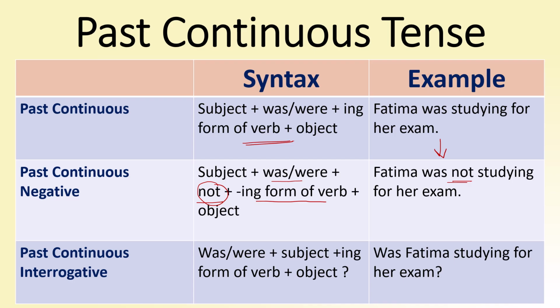Now, past continuous interrogative. First of all, was or were depending upon the subject and then ing form of the verb and then the object. See, with Fatima, we will add was. Was Fatima studying for her exam? And then the question mark. So, we have converted this sentence into the interrogative form.